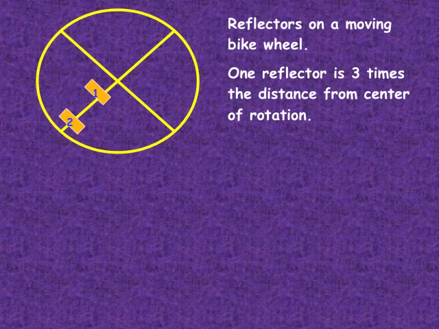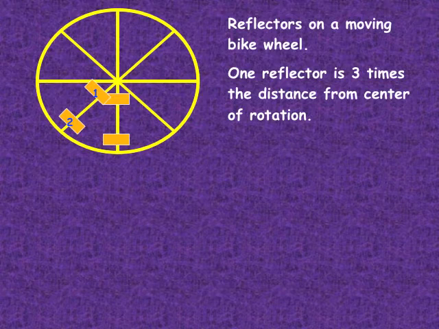Here we're seeing 2 reflectors on a bicycle wheel. Reflector 1 is closer to the center of rotation, and reflector 2 is farther towards the edge. Reflector 2 is 3 times the distance from the center of rotation. When the bike wheel moves, the reflectors are attached to the spokes, the lines. So their distance from 1 to 2 remains fixed, and they both rotate as the wheel rotates, attached to the spoke.